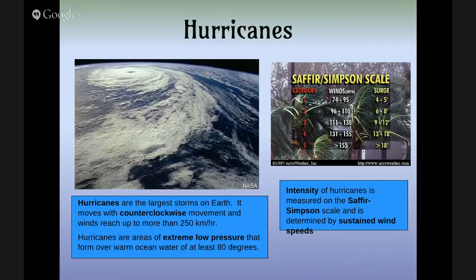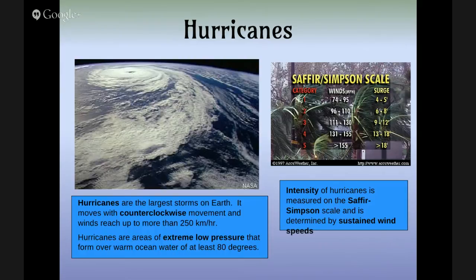Hurricanes. Hurricanes are the largest storms on Earth. They move counterclockwise with winds that can reach up to more than 250 kilometers per hour. Hurricanes are areas of extreme low pressure that form over warm ocean water of at least 80 degrees. The intensity of hurricanes is measured on the Saffir-Simpson scale and is determined by sustained wind speeds.